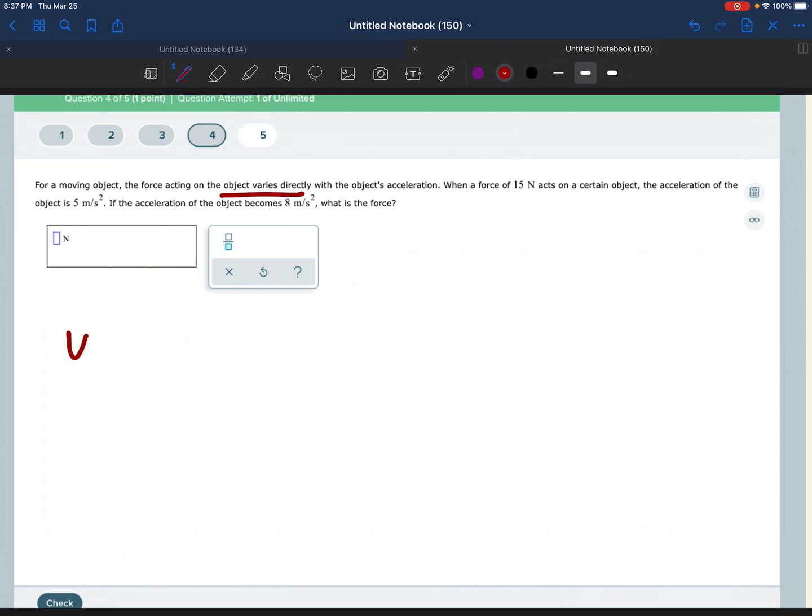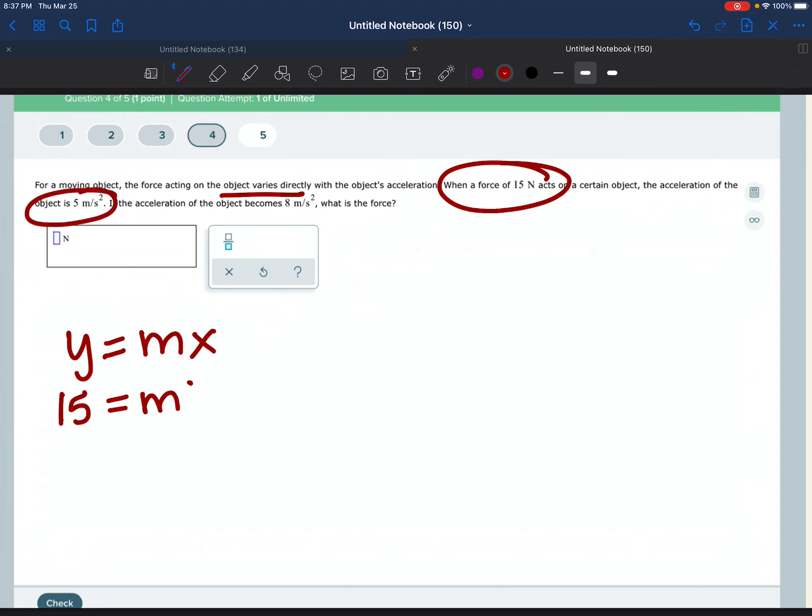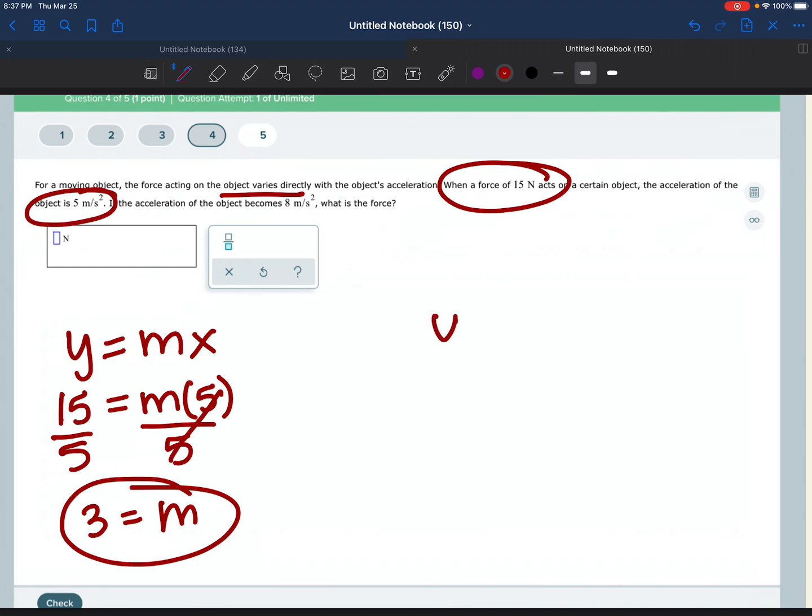Same idea. It says the object varies directly. So anytime we see that, y equals m times x. Force is what we're going to use for y, so we start with 15. Acceleration is 5 meters per second. The first thing I'm trying to find is how it varies directly, so that value for m. Again, all you have to do is divide both sides by 5. So m is equal to 3. So it varies directly by 3.